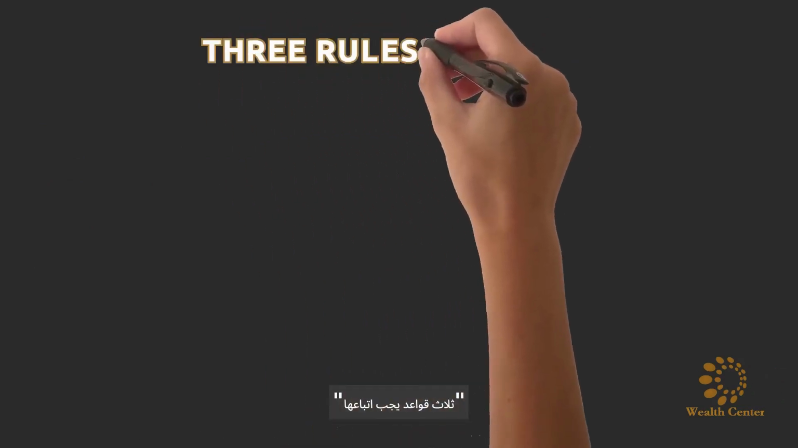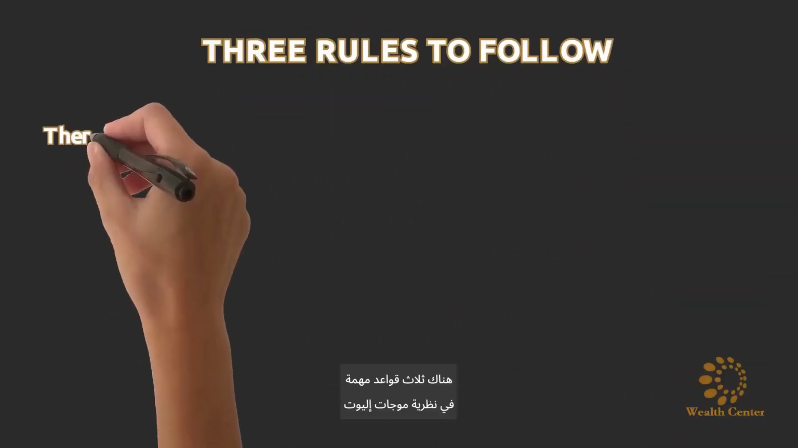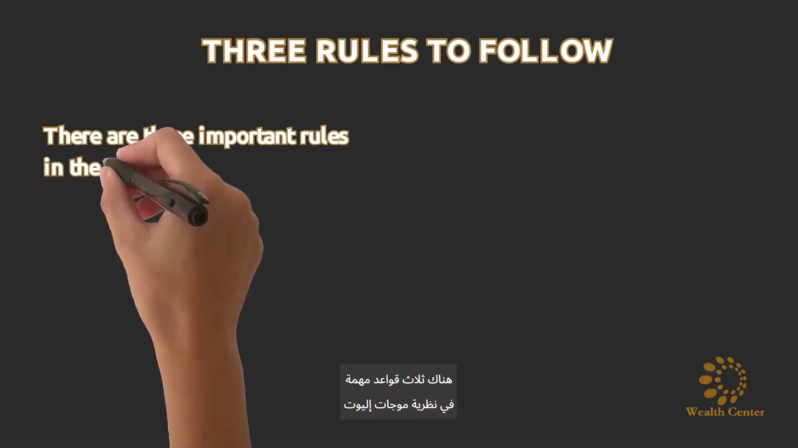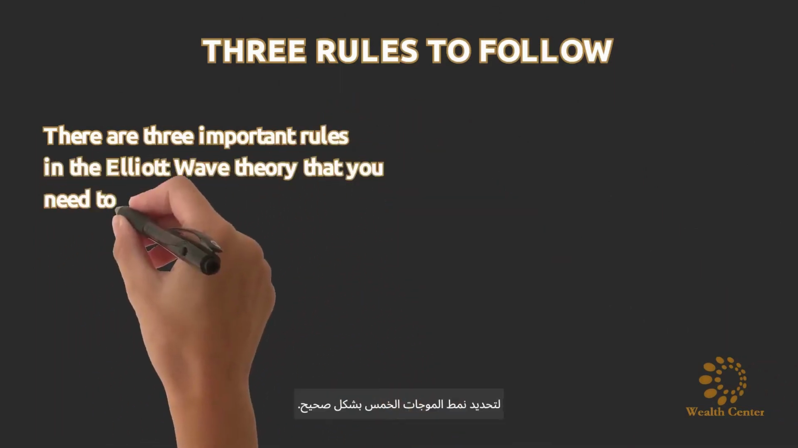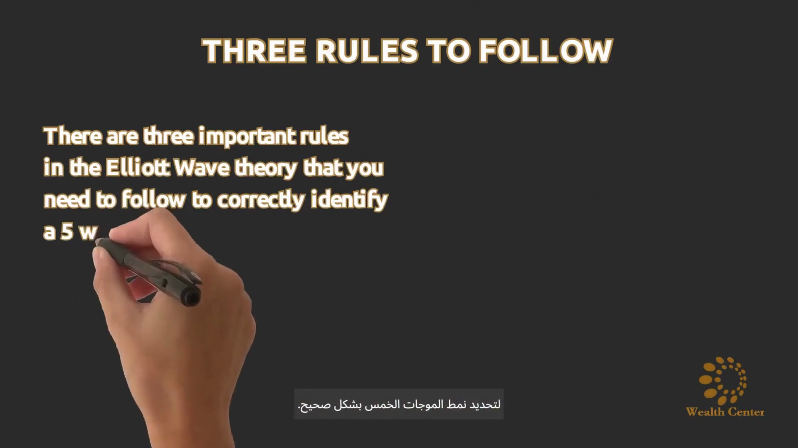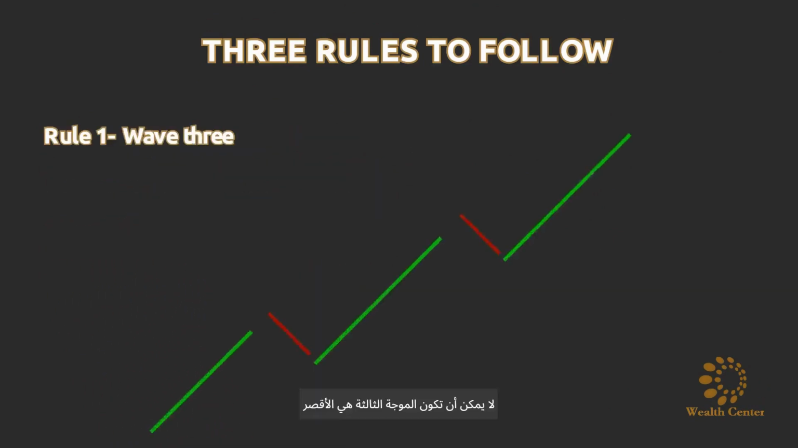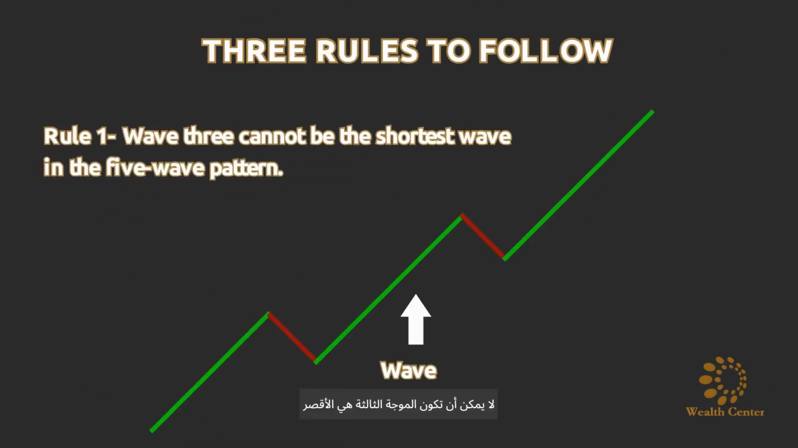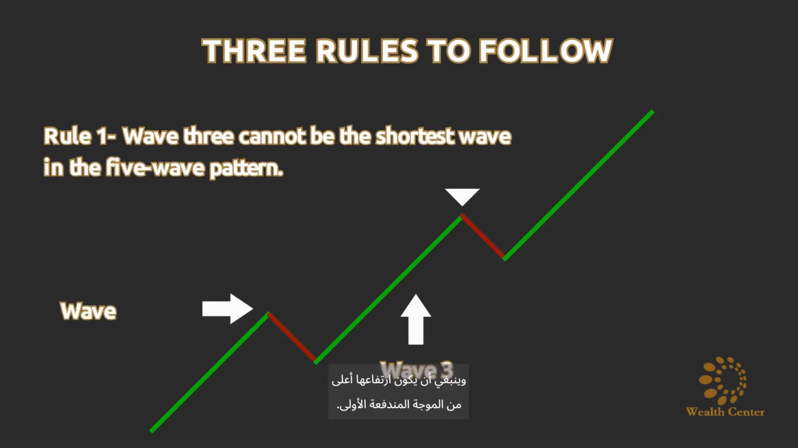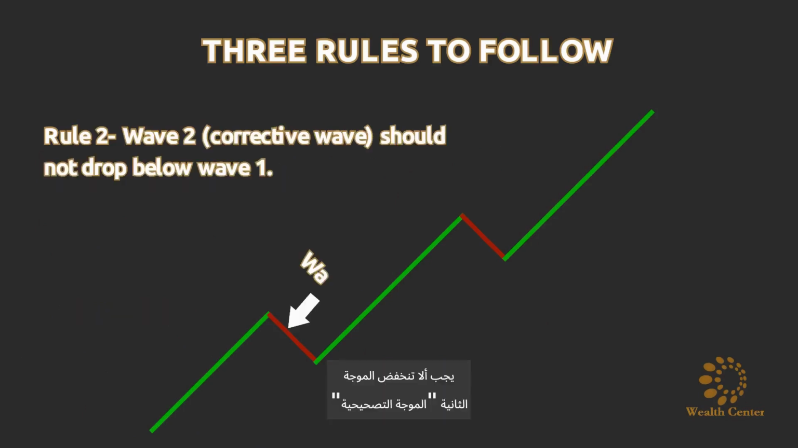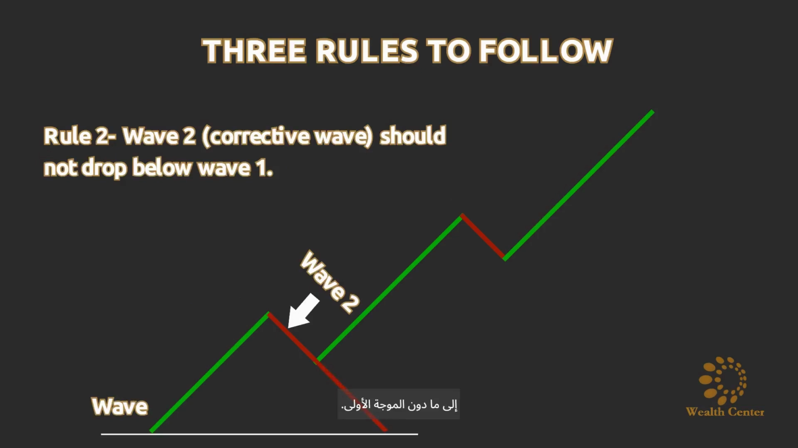3 rules to follow. There are 3 important rules in the Elliott wave theory that you need to follow to correctly identify a 5-wave pattern. Wave 3 cannot be the shortest wave in the 5-wave pattern, and its high should be higher than the first impulsive wave. Wave 2, the corrective wave, should not drop below wave 1. If it retraces below wave 1, the 5-wave pattern will not be formed.